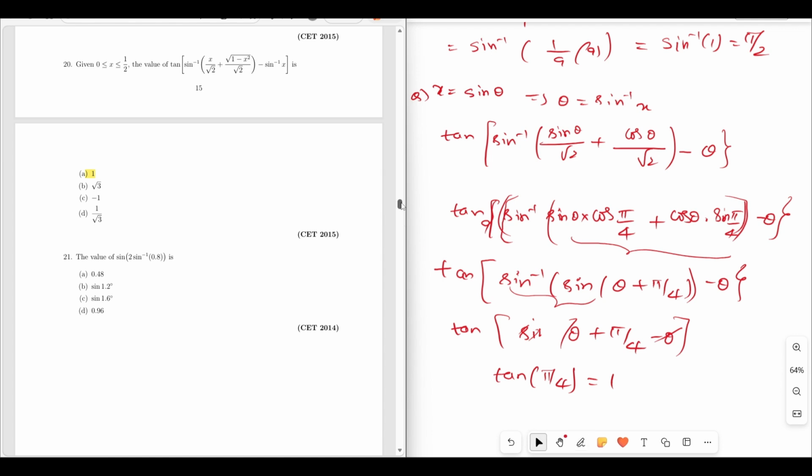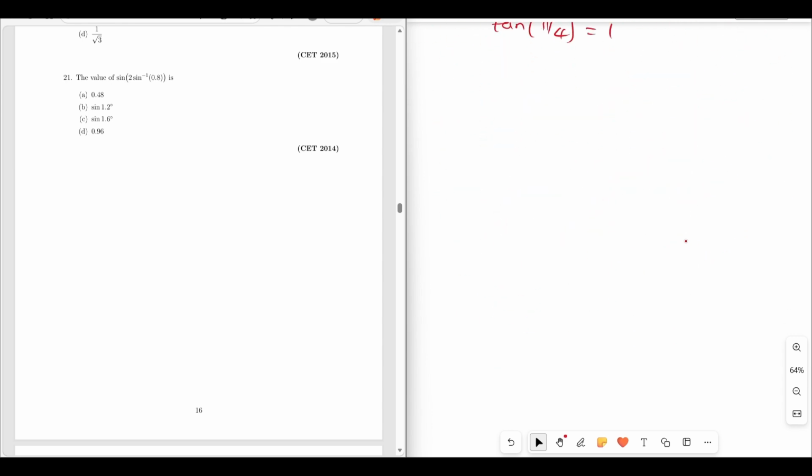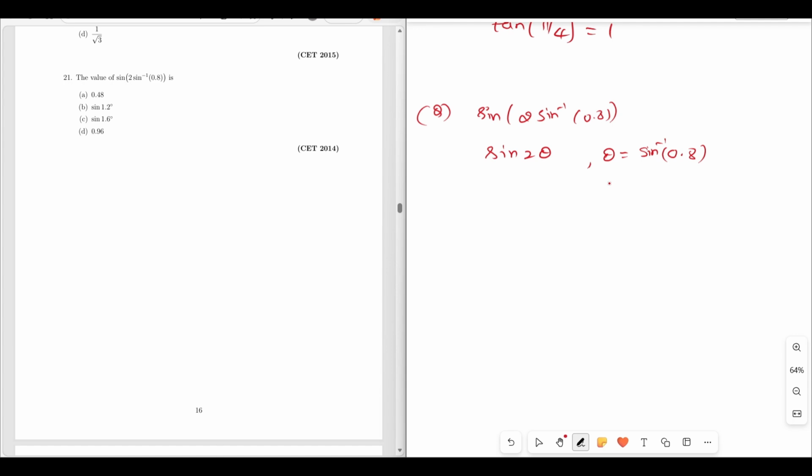Okay. So next moving on to the last question from the year 2014. The value of sine of 2 sine inverse 0.8. Okay, it's easy. Sine of 2 sine inverse 0.8. It is of the format sine 2 theta, where theta is equal to sine inverse 0.8. Okay, so this implies sine theta is equal to 0.8. So when you substitute here, we know the formula for sine 2 theta as 2 sine theta cos theta.